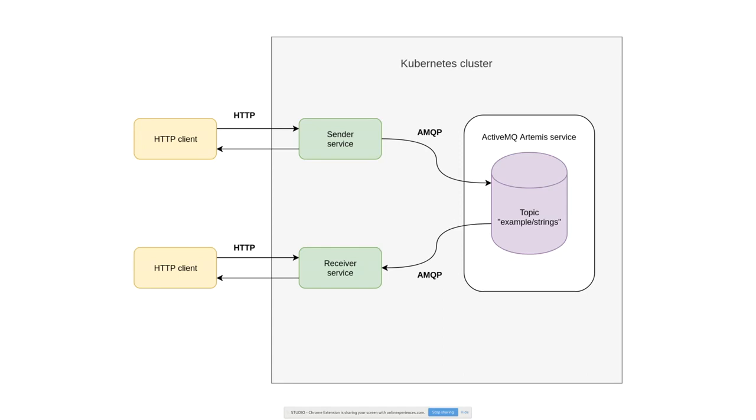So in the top half of the diagram, you see an HTTP client communicating using HTTP to a sender service running inside the Kubernetes cluster. This sender service, that's where we're using the two APIs. On the incoming side for HTTP requests, we handle it using JAX-RS. On the outgoing side for messaging, we use the JMS API to communicate with the Artemis broker. Inside the broker, we have a topic called example strings. That's where we're going to send the messages we receive from the outside.